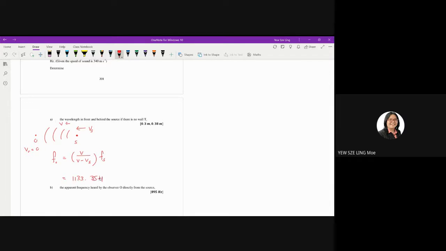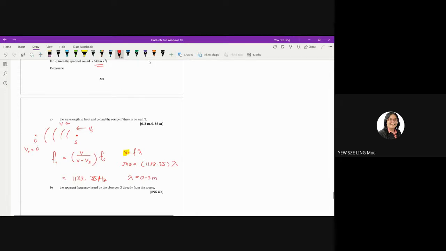1133.35 hertz. So from here, you can then determine the wavelength on the left-hand side by using v equals f lambda. So which v should you use then? Now, because you are looking at the sound wave, this v should be the speed of sound, which is 340. So 340 equals 1133.35 times lambda. Rearrange the equation, lambda is then equal to 0.3 meter on the left-hand side.